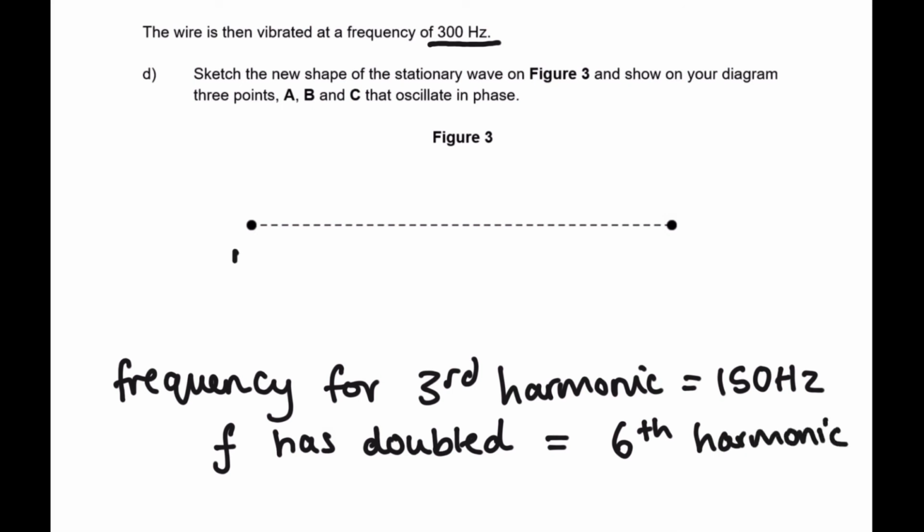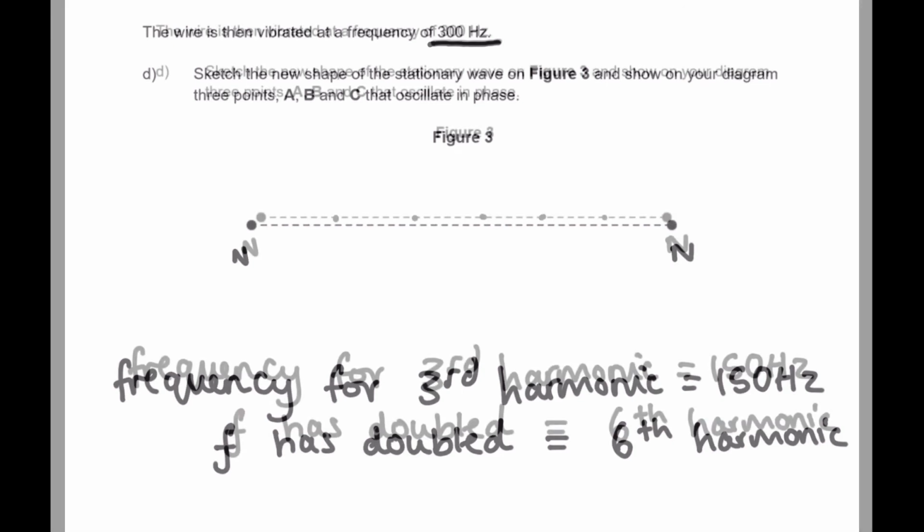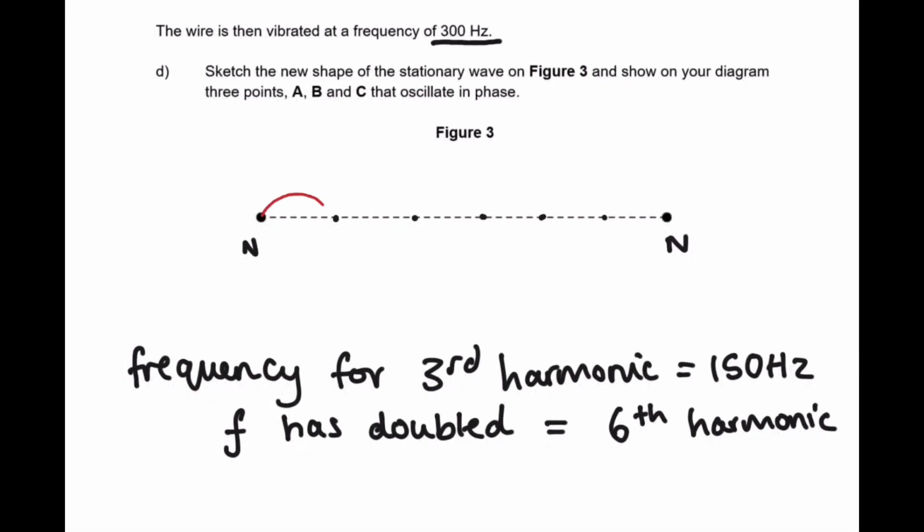So using that information, we can sketch onto this diagram what it's going to look like. I've mapped out the nodes before I try and draw the wave on, just because it makes it a little bit easier. But yeah, mine isn't perfectly symmetrical. So you can see here that there are 1, 2, 3, 4, 5, 6 loops for the 6th harmonic.